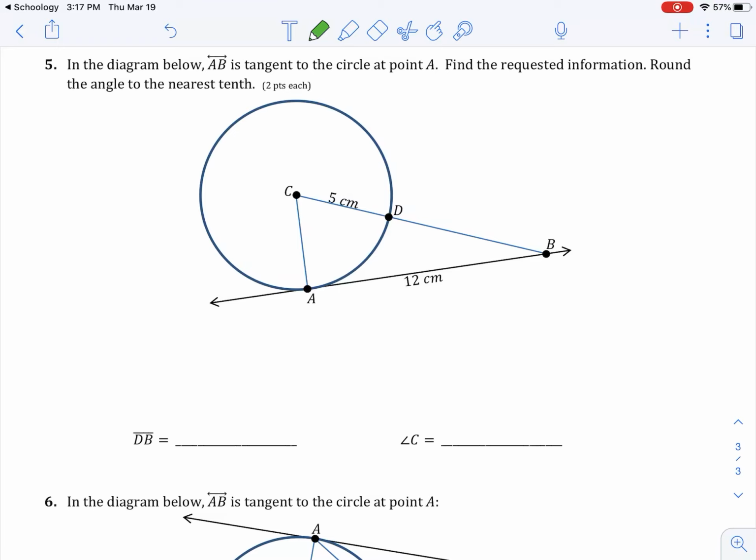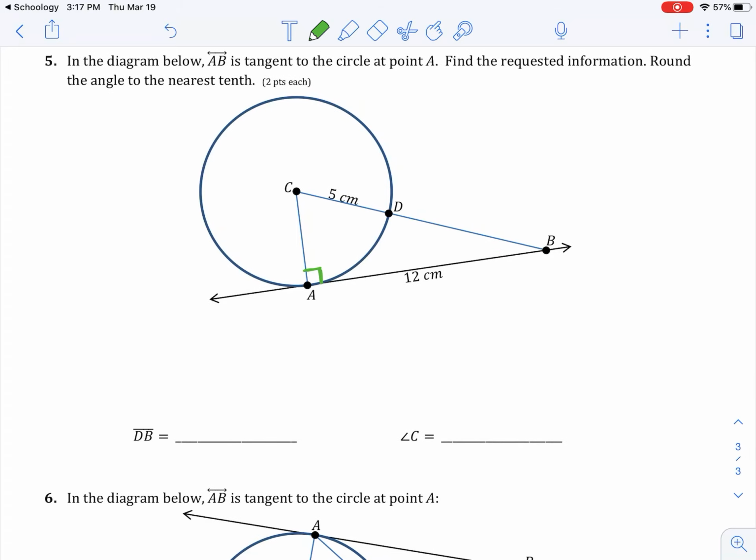Okay, on to the last page. So this problem here, there's definitely more than one way to do it. I'm going to show you 2 ways. The first way being the easiest way, which I'm hoping that those of you that did it the harder way will not do it a difficult way next time.